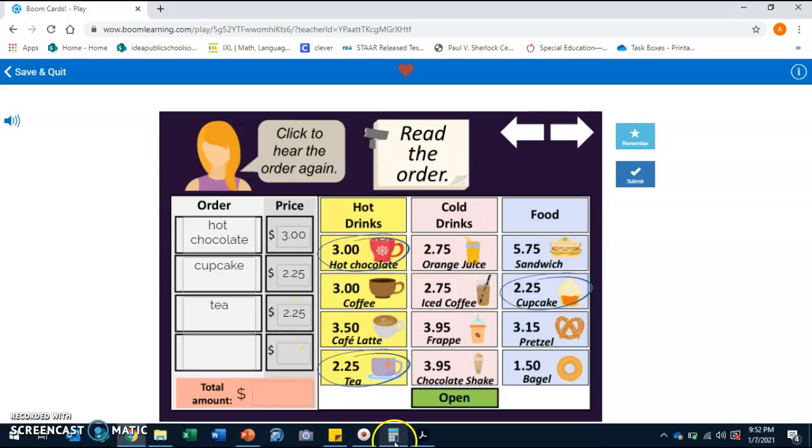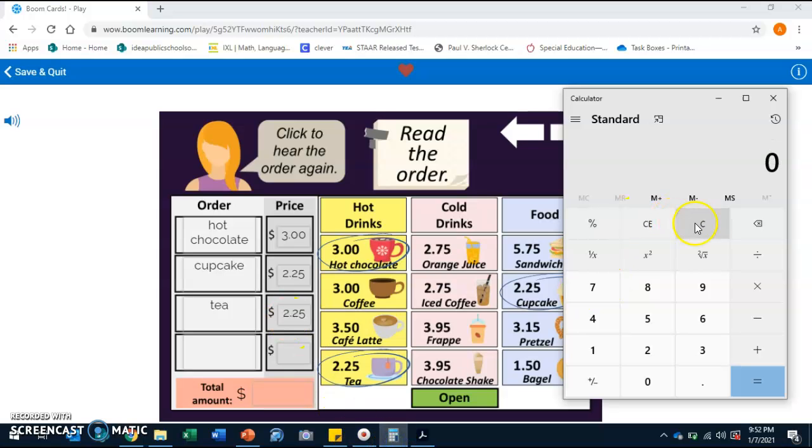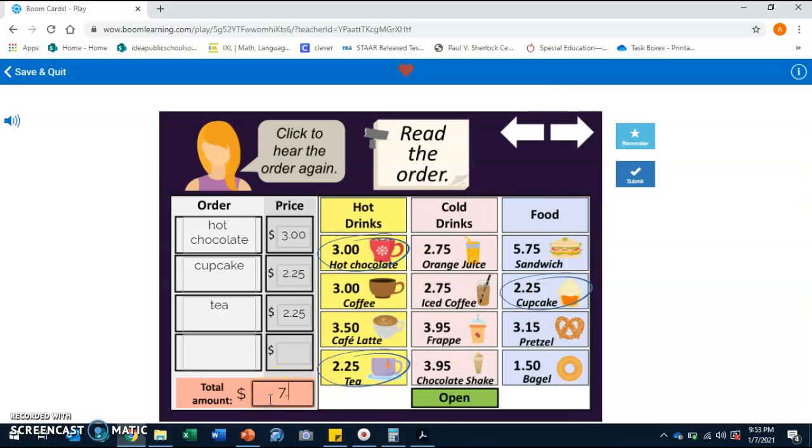Once you get all of this, you need to find out the total amount of the items that she wants. So you would get your calculator and add all of these things together, which is $3 plus 2.25 plus 2.25, which gives us $7.50. So that's what you would write over here, $7.50. That is her total.